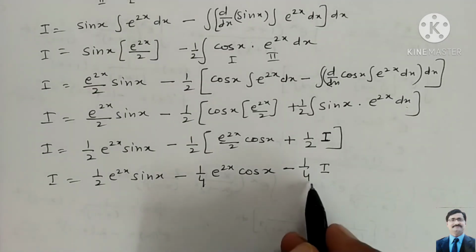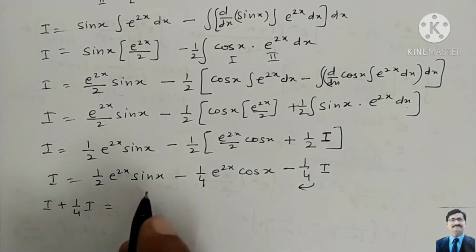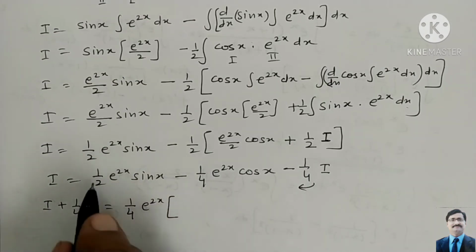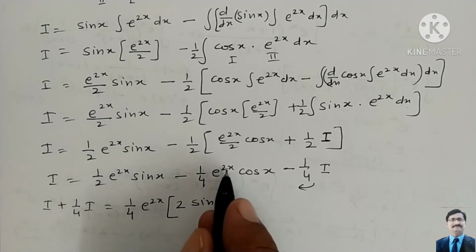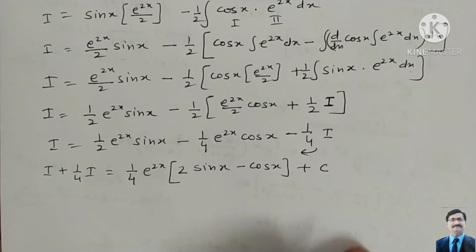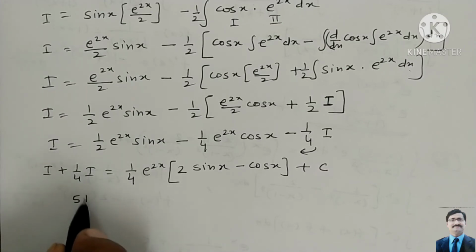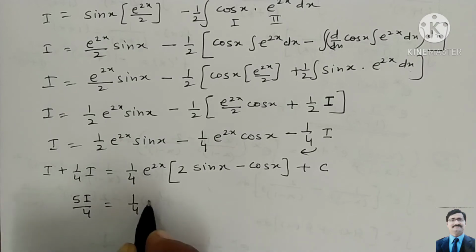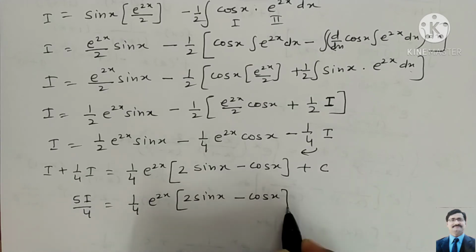And look here, this we transfer to the left hand side, we get I plus 1 upon 4 I, and from these we can take common 1 upon 4 and e power 2x, so we have here 2. Actually this 2 means we have to multiply 2, we get here 2 and e power 2x is outside, we have sin x and here this is common, so we have minus cos x, okay, and plus c we will add here. We take LCM, we get 4 is the LCM, and 4 plus 1 is 5I upon 4 equal to 1 upon 4 e power 2x, 2 sin x minus cos x, and plus c.